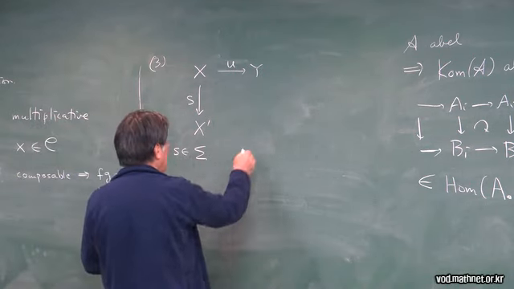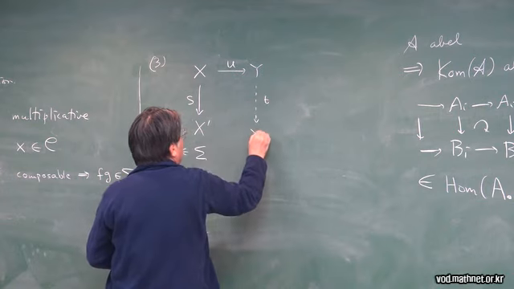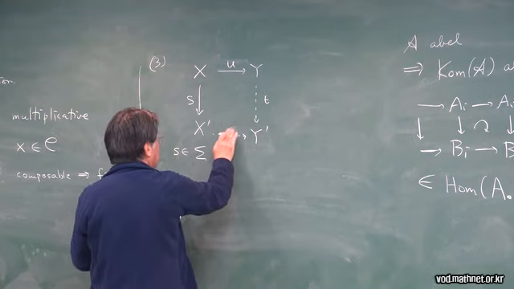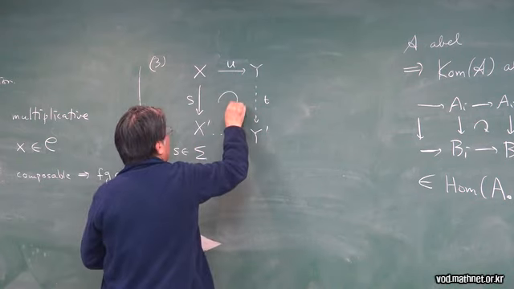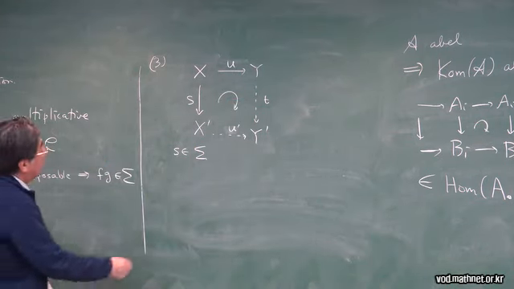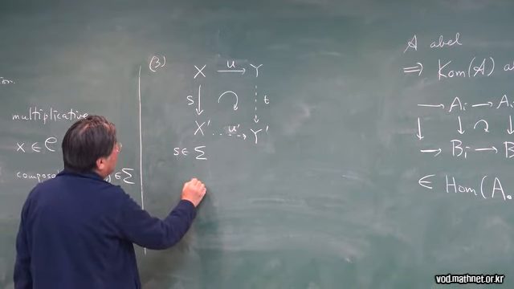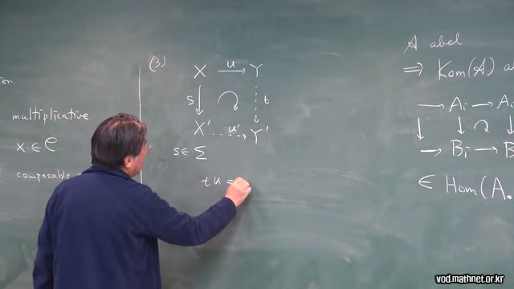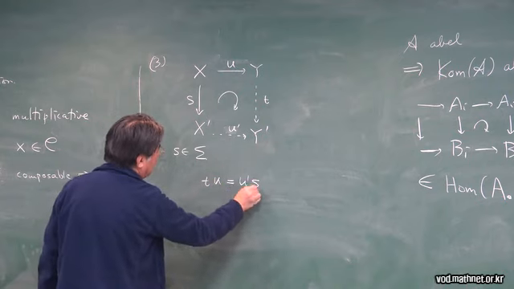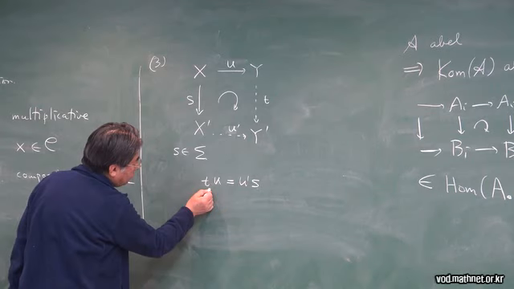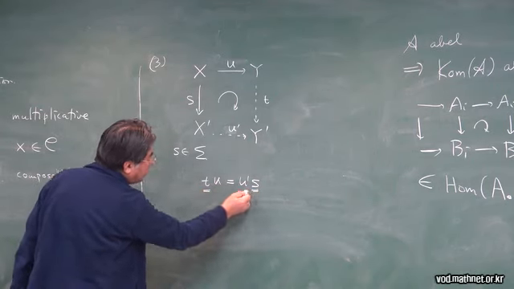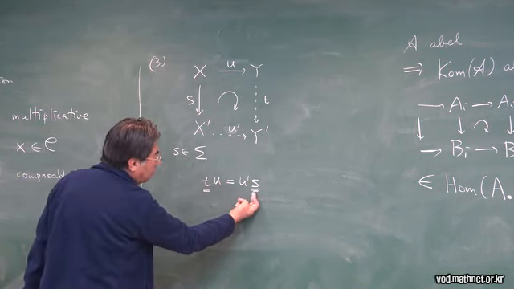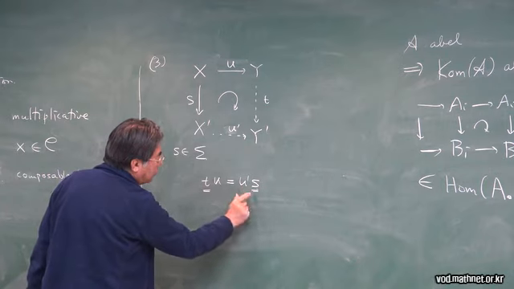Then there exist t and v, u' such that this is commutative. So this means that commutative means ut is equal to u's. So this should be inverted in the localization, so I want to invert s, and for that I need to switch the place like this.